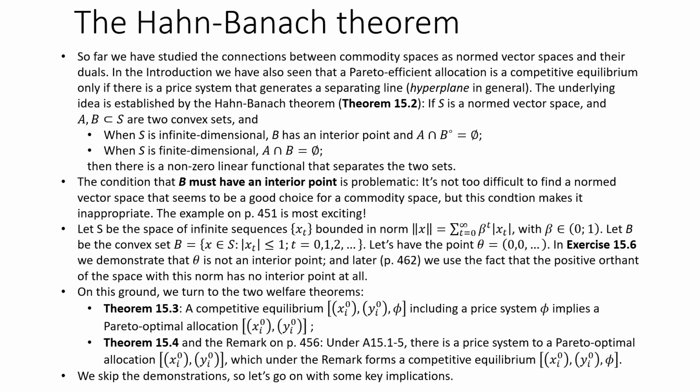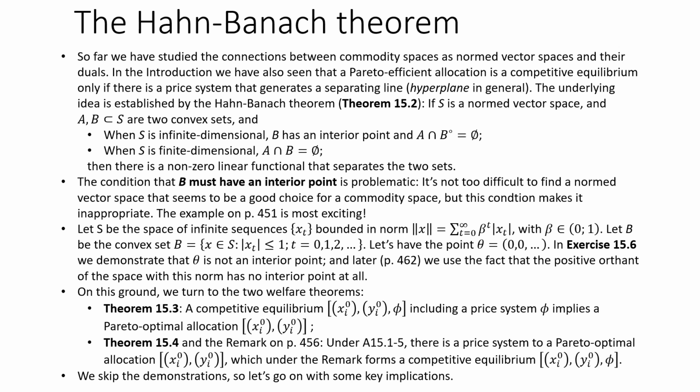So this condition that any convex set B must have an interior point is problematic, because it's not too difficult to demonstrate that the positive orthant of the space consisting of points that are bounded in the norm has no interior points at all. On this ground, we turn to the welfare theorems. They are theorem 15.3 and 15.4.